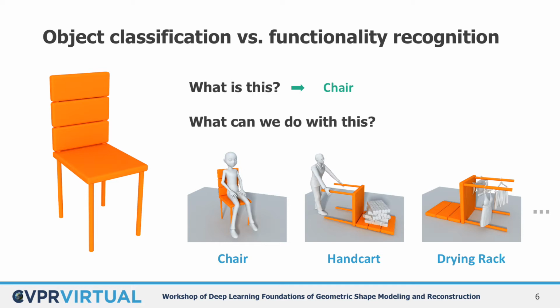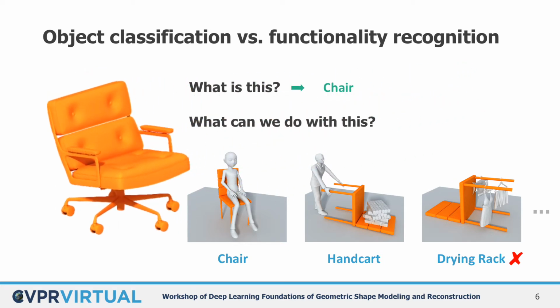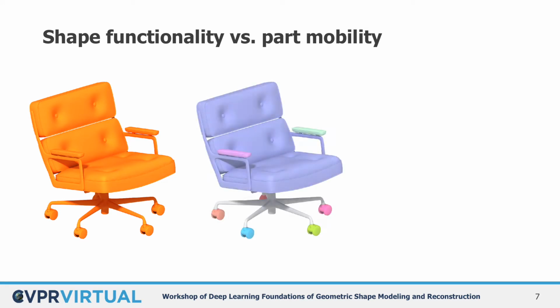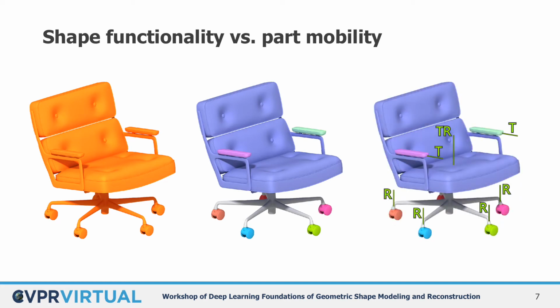But one thing to note is that not all chairs can serve the same set of functionalities as the left one. For example, this swivel chair may not be able to function as a drying rack. However, comparing to the left four-leg chair, it has more freedom on the part motion, and different parts can perform different types of motions, which we refer to as part mobility, and is highly related to how it functions. So, following, I will introduce deep learning-based methods used to analyze shape functionality and part mobility.